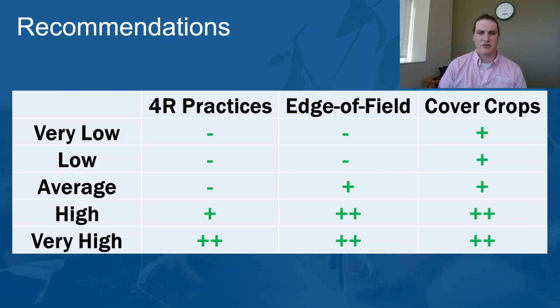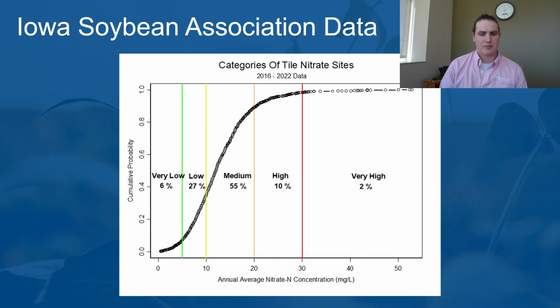loss from your nutrients. This is just a pretty simple graph that we came up with here. It shows 1,800 sites, and it shows where they fall in the concentration of your tile water. So quite a few in the very low. The majority of folks do fall in that medium category, so that's the average. Most folks fall into that 10 to 20 milligrams per liter. The high, very high, that's when we really need to focus on some of the nitrogen management or nutrient management, and that's where we can start looking at some of that.